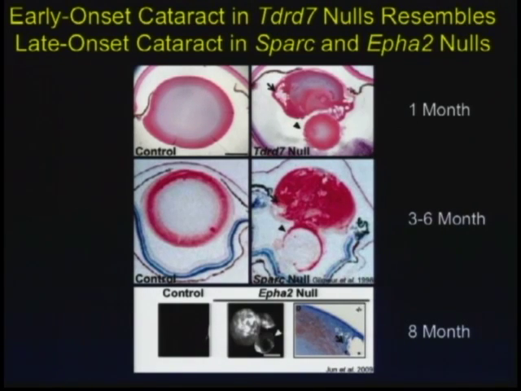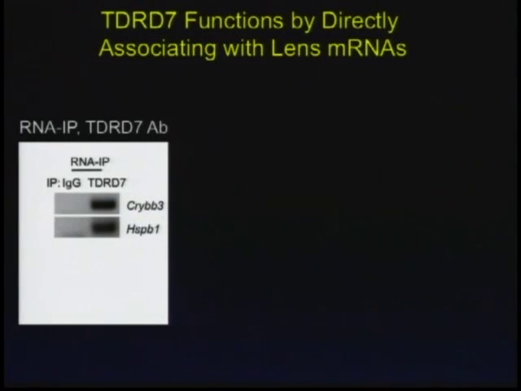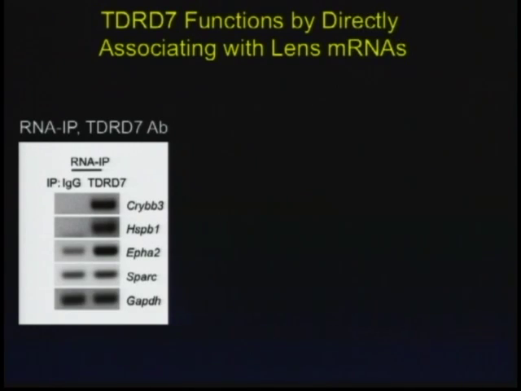To then ask whether any of these candidates represented direct targets of Tdrd7, we performed an RNA immunoprecipitation assay using the Tdrd7 antibody, and we asked whether any of these candidate genes could be pulled down by it. We found that crystallin beta B3 and HSPB1 could be pulled down by the Tdrd7 antibody. But to my surprise, EphA2 and Sparc, which I thought were the prime candidates for direct regulation by Tdrd7, were not as enriched as these two candidates.